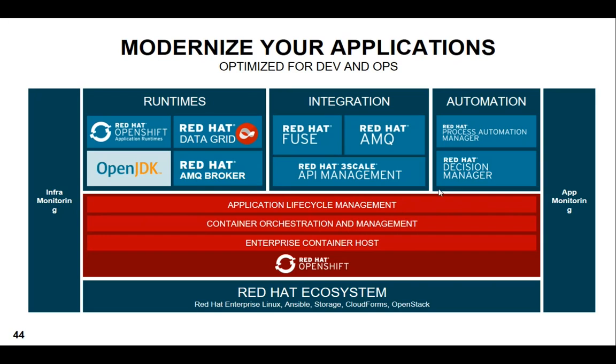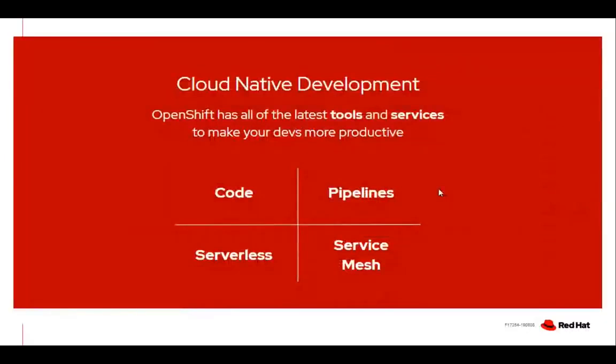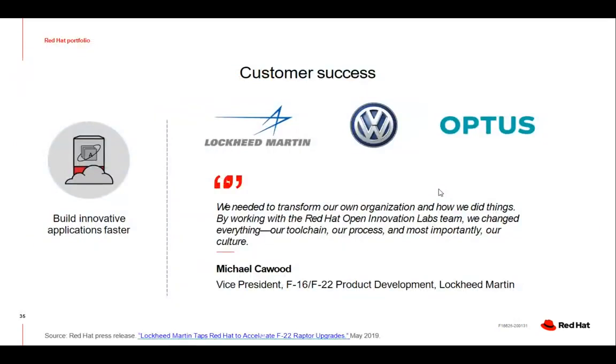Okay. So all of this again is supported by the infrastructure monitoring tools and application monitoring tools and the complete Red Hat ecosystem. Right. Cloud native development, as we have discussed a bit about it, OpenShift has the latest tools and services to make your devs more productive. You can create your code, which can be serverless. You can create your CI/CD pipelines, and you can create a complete service mesh to support your cloud native development. Some of the customer success stories are Lockheed Martin, Volkswagen, Optus, right?